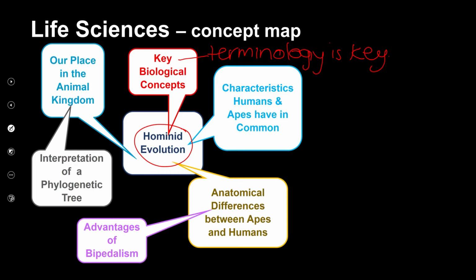Then we're going to have a look at our place in the animal kingdom. We're going to have a look at how we interpret a phylogenetic tree, which is a very important aspect. And then we're going to have a look at characteristics that humans and apes have in common. We're going to look at the differences that they have and the advantages of bipedalism. So there's quite a bit of information here.